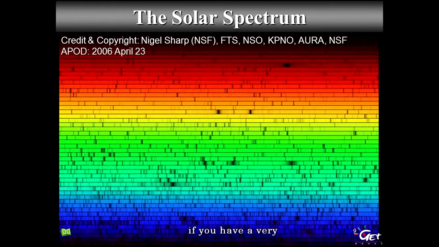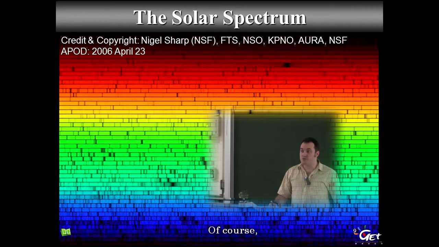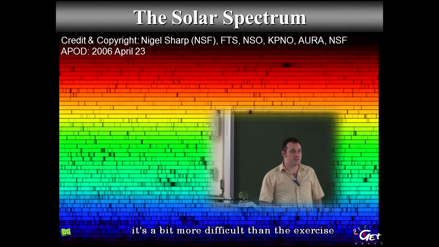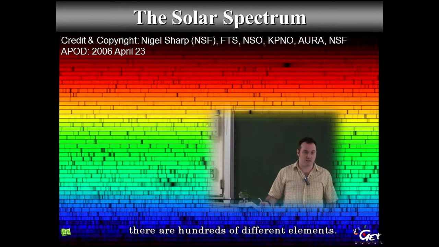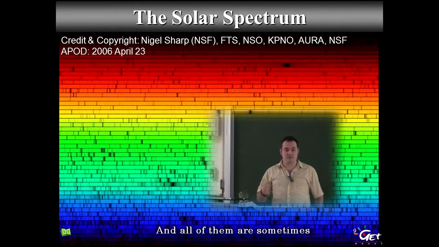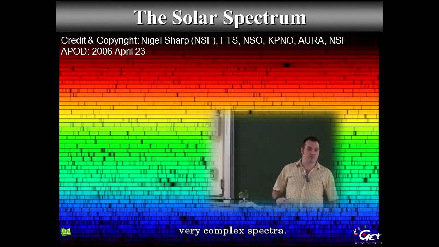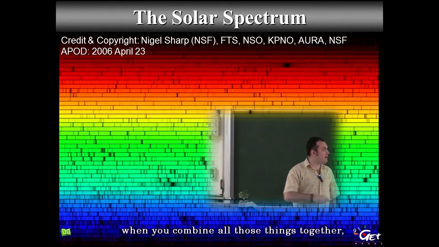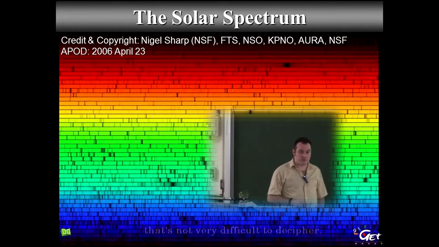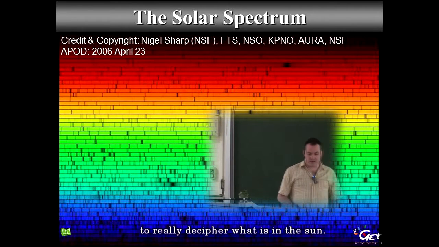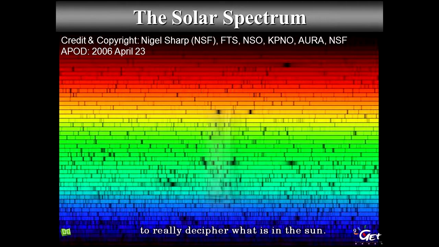Remember, it corresponds to the transition of the electron around the atom, or sometimes molecules as well. So if you have a very precise measurement of the spectrum of a body, like the sun in that case, then you can derive very precisely its composition. Of course, it's a bit more difficult than the exercise I gave to you, because in the sun there are hundreds of different elements, and all of them have sometimes very complex spectra. So when you combine all things together, that's not easy to decipher, and it took a long time for us to really decipher what is in the sun.